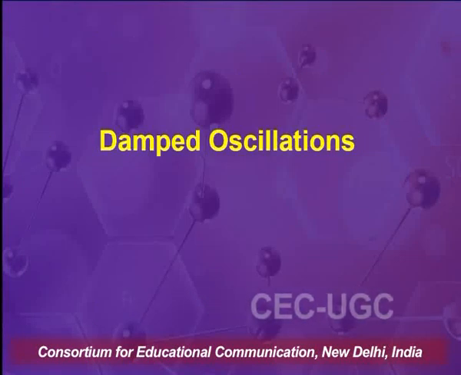Now we'll talk about damped oscillation. We know simple harmonic motion, simple harmonic oscillation, and now we'll talk about damped oscillation. What is damping? In damped oscillation, our amplitude is decreasing with time. That's why we can say damping is going on.